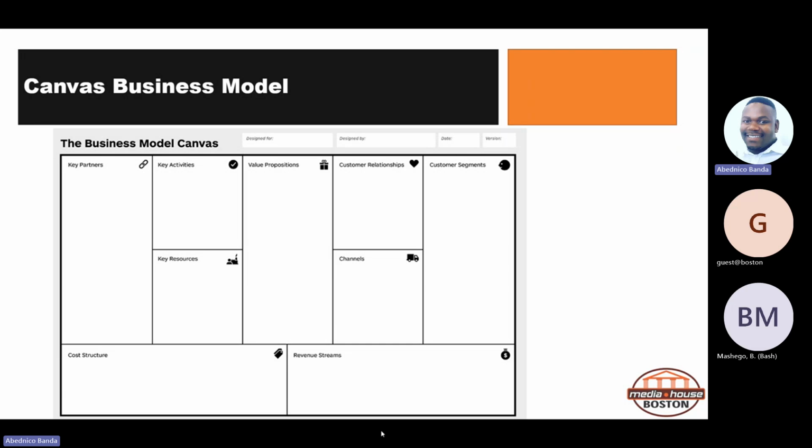How would we go about it? Who would you want to partner with? Let's start with key partners. And we need to engage on this one, guys. Who would be our key partners for a toy company?